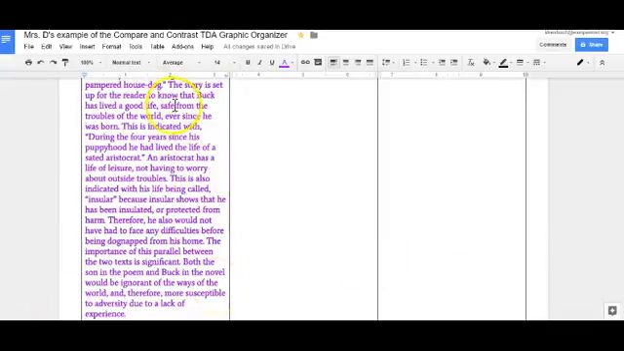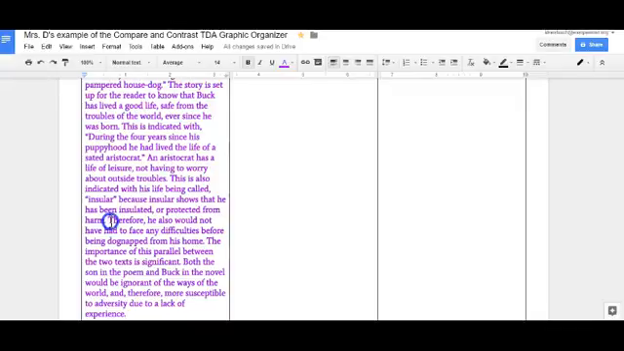"The story is set up for the reader to know Buck has lived a good life, safe from the troubles of the world, ever since he was born. This is indicated with 'during the 4 years since his puppyhood he lived the life of a sated aristocrat.'" I tell them something, and then I point out where in the text they can actually make that connection. Then I explain what an aristocrat is, because people don't know. "This is also indicated with his life being called insular." So this is building my case. Here, I'm breaking down the quote up there, and I am building my case.